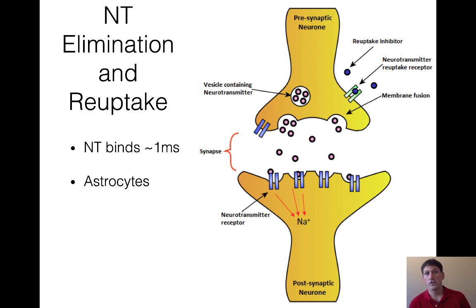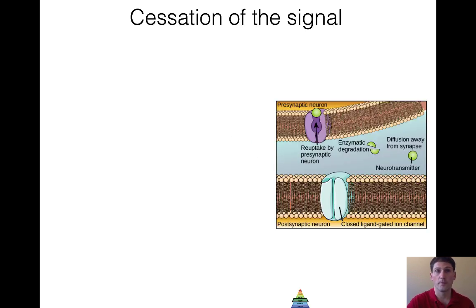Now, once those neurotransmitters are released, we need to remove them or reuptake them. You can see here that a neurotransmitter only binds for about a millisecond. If you remember, these molecules have some energy, and so they can tend to vibrate loose from that receptor. Other times, we have astrocytes that will help clean up our synapses here as well.